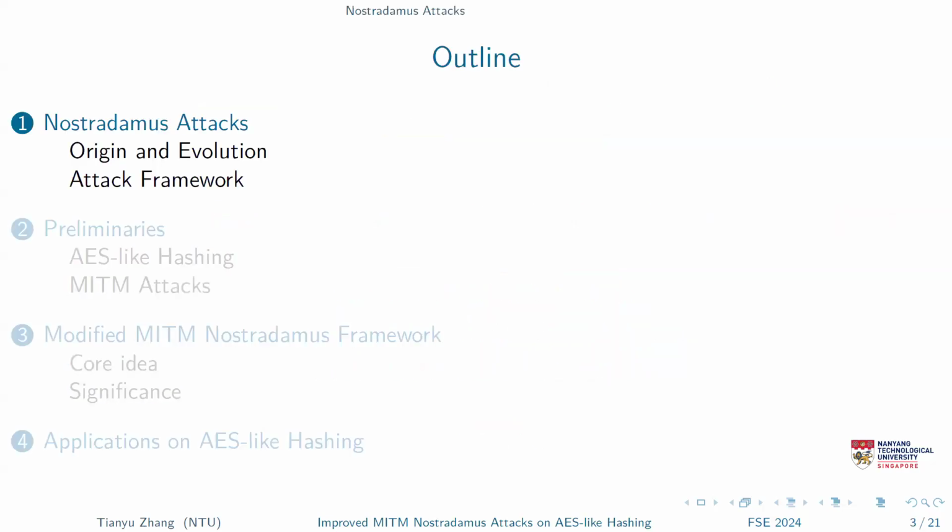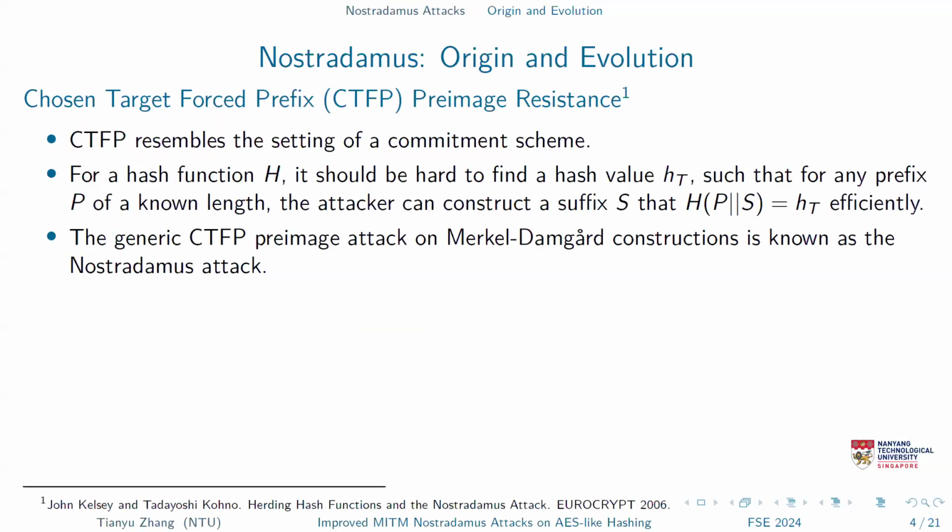So, let me give a quick recap on what was introduced before by Nostradamus. In Eurocrypt 2006, Kelsey and Kohno shed light on this new security requirement for a cryptographic hash function that is called chosen target forced prefix preimage resistance. I won't tell a story, but I'll give a more formal definition. It resembles the setting of a commitment scheme. For a hash function h, it should be hard for the attacker to find a hash value ht, or a commitment value, such that for any prefix p given by the challenger, he will be able to create a suffix s such that the hash value of p concatenated with s will equal this commitment value.